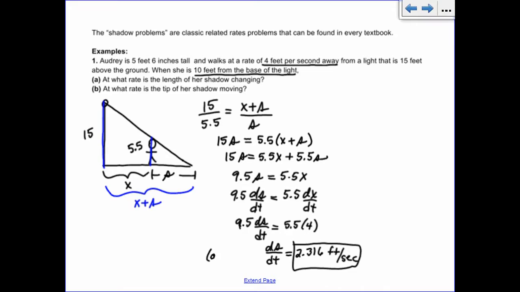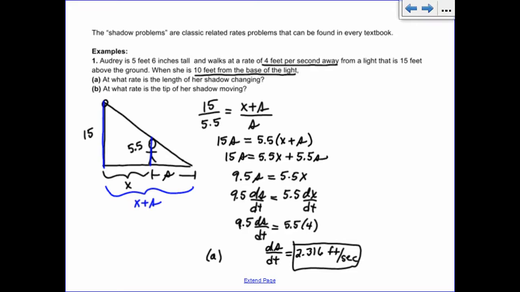So that's part A. Now part B is very simple. It's phrased a little bit differently though, and this is what's a little bit confusing, because for part A it says at what rate is the length of her shadow changing. Do you see, on the ground, that's the length of her shadow. That's the s, right? But at what rate is the tip of her shadow moving? The tip of her shadow is a little bit different. The tip of her shadow involves how fast she's walking and how fast the shadow is changing.